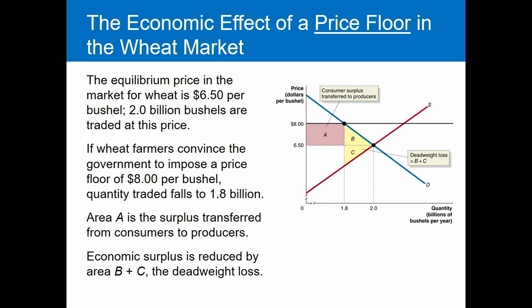So now we've got this deadweight loss, all these transactions, 0.2 billion bushels a week that aren't taking place, that could have taken place if the market was in equilibrium. We also have a bunch of extra wheat that has not been sold.